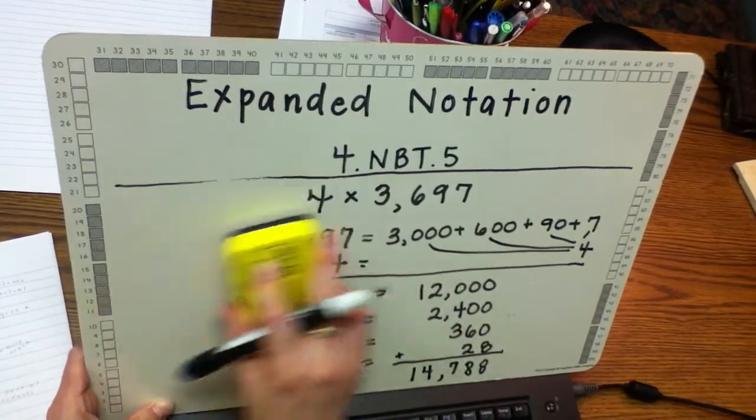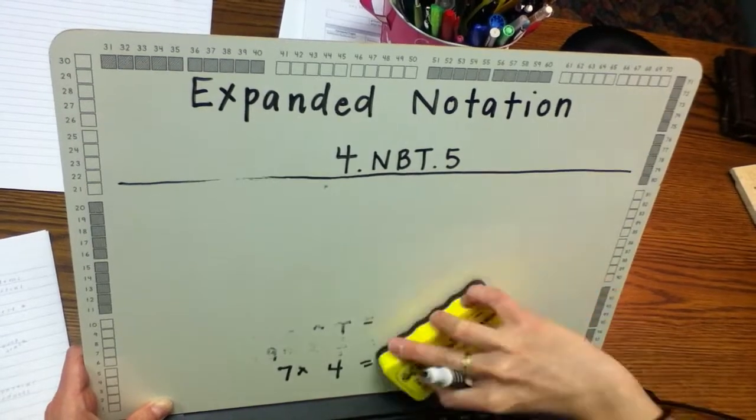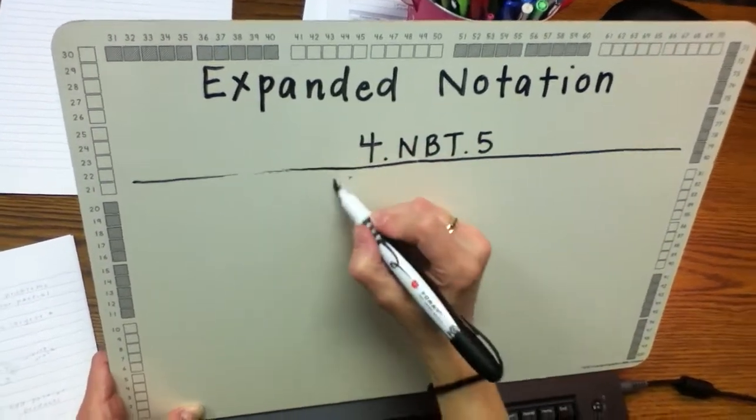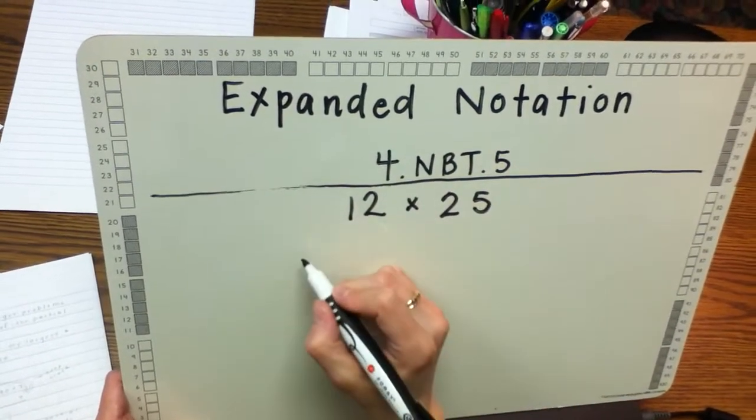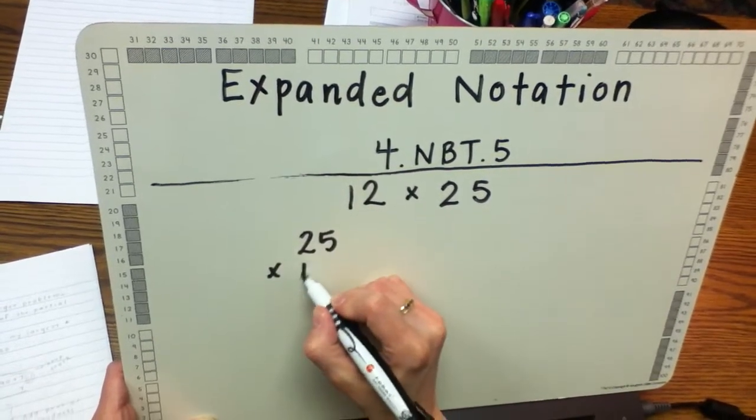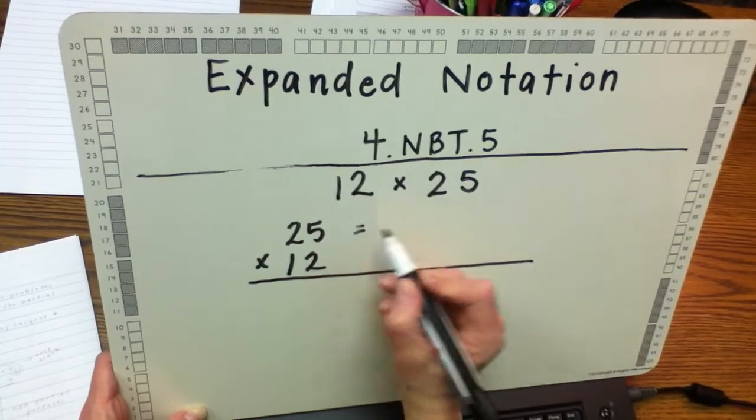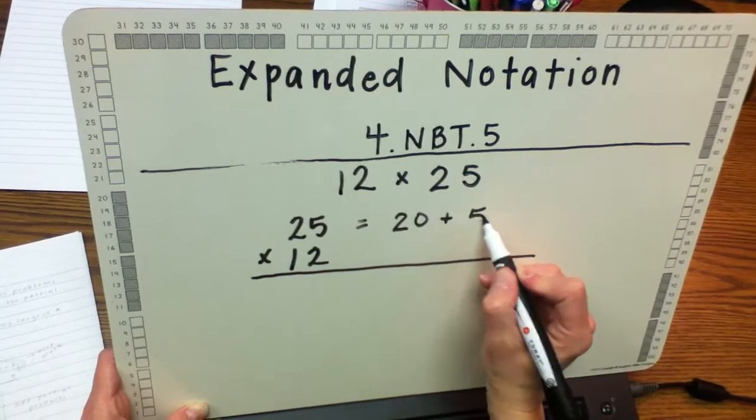Then a 2-digit by 2-digit example, just because the keeping track is a little bit trickier for students. So again, if I did 12 times 25, and I'm going to write it vertically, it doesn't matter which number I write where, because it's commutative. And then I need to expand each of my numbers into their place value components.